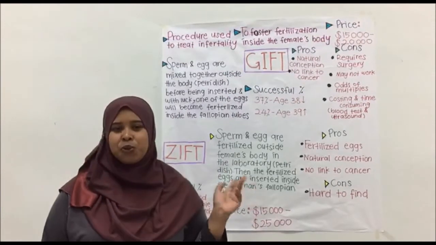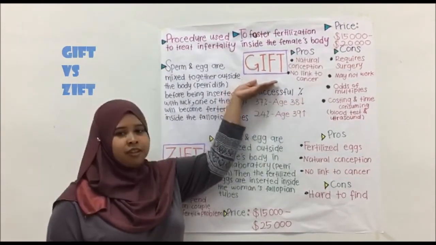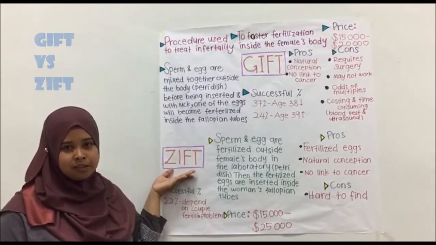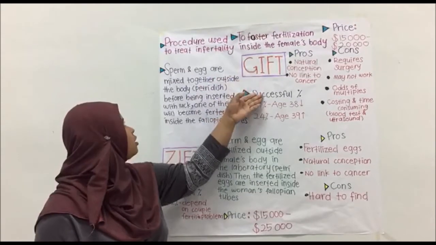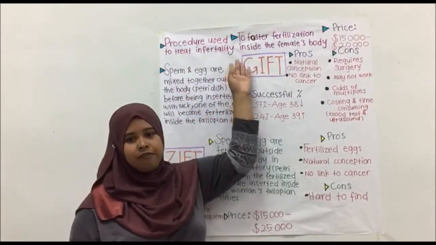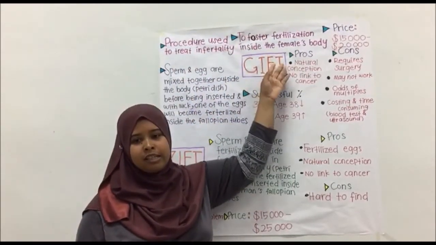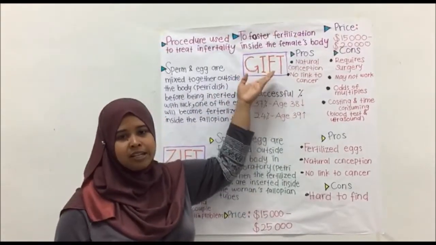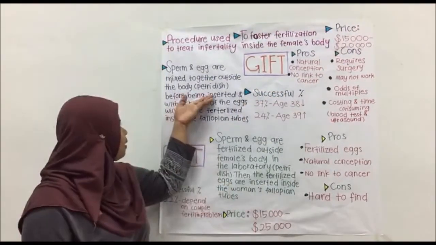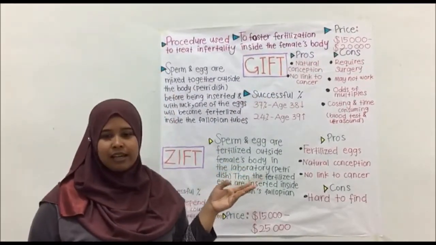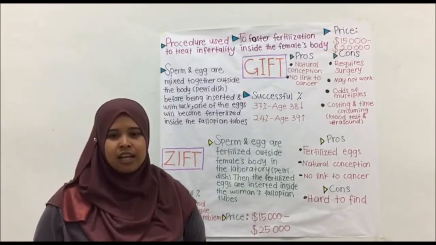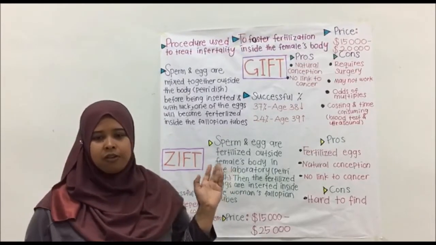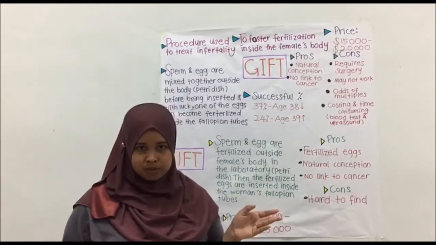The next technique to assist pregnancy is GIFT, gamete intrafallopian transfer, and ZIFT, zygote intrafallopian transfer. Both of these techniques are procedures used to treat infertility and to foster fertilization inside the female body. Let's start with GIFT, or gamete intrafallopian transfer. Sperm and eggs are mixed together outside the body in a petri dish before being inserted. And with luck, one of the eggs will fertilize inside the fallopian tubes.